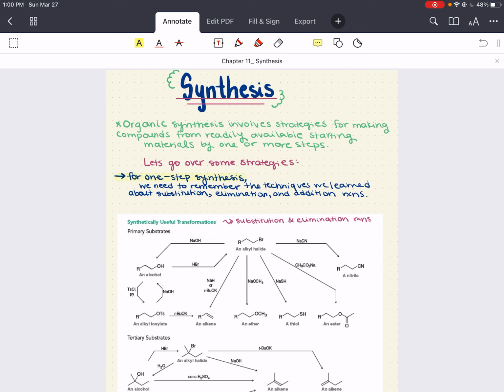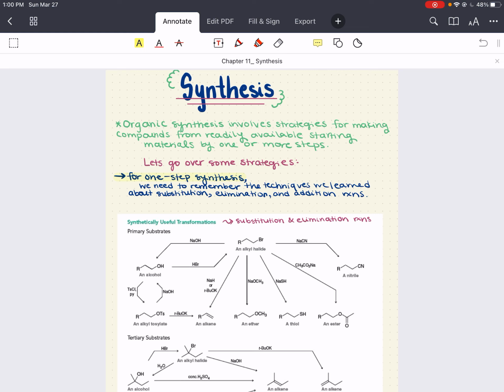Today we're going to go ahead and cover chapter 11. And chapter 11 is all about synthesis. Now up to this point we have learned how to work elimination reactions, substitution reactions, addition reactions. We've learned about so many reagents that when treated with a certain starting material end in a certain product, and so on and so forth.